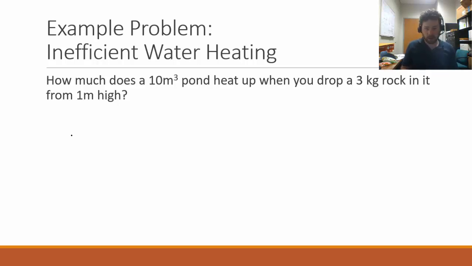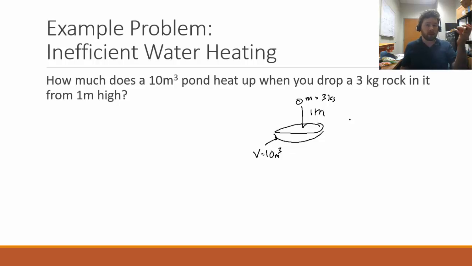So let's talk about how we'll approach this problem, and let's draw it. Initially, I'm going to have a pond whose volume is 10 cubic meters. I'm going to have a rock with a mass of 3 kilograms, and it's going to fall down a distance of 1 meter into the pond. The idea here is that as the rock drops, it loses gravitational potential energy. That picks up as kinetic energy, going faster and faster, hits the water, and comes to a stop.